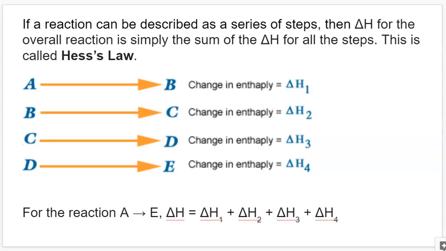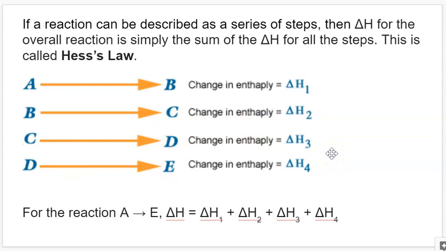Let's change gears now. If a reaction can be described as a series of steps, then the enthalpy for the overall reaction is going to be the sum of the enthalpy of all of the individual steps. And this is an idea called Hess's law. So for example, say you have A becoming B, and that has an enthalpy associated with it, and then B becoming C has one, C becoming D has one, and D becoming E has one.